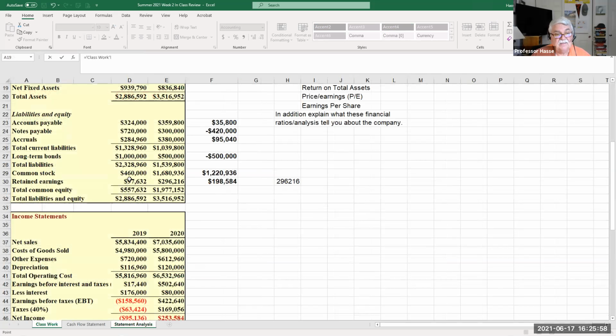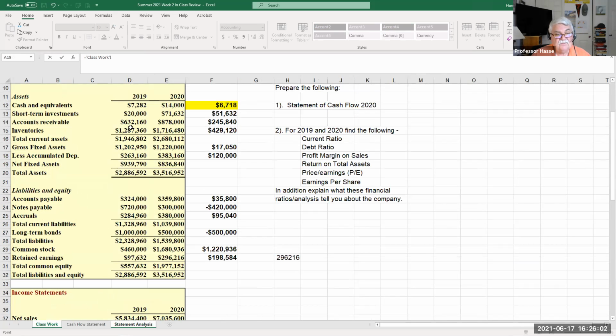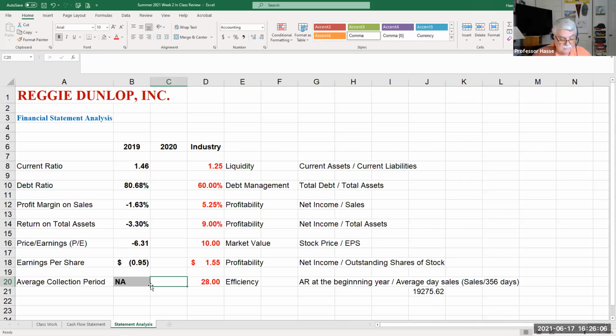Now we take this number and divide it into our accounts receivable balance from our balance sheet at the end of 2019, 632,160. We divide 632,160 by 19,276, and we get roughly 33 days on average to collect our receivables.